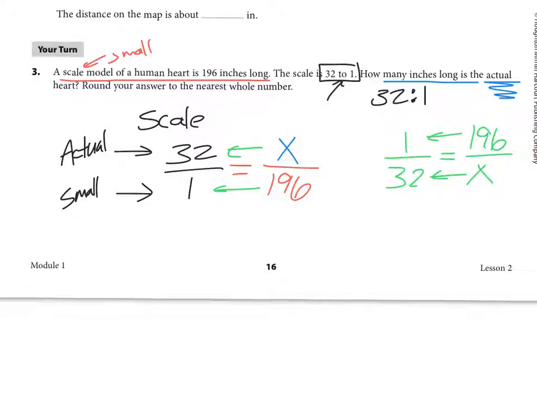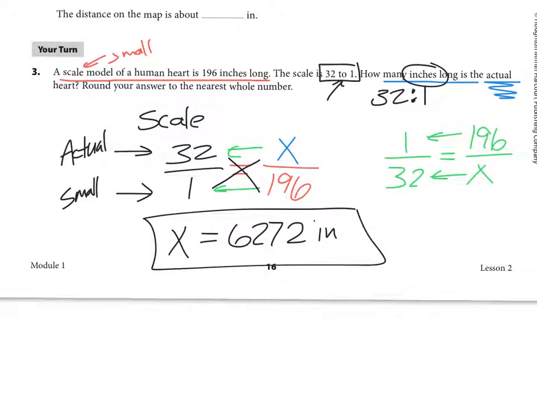Then, how do you solve? This should be something you're familiar with. It's called cross multiply. So 1 times x is x, and then I do 32 times 196, which is 6,272. So 1x equals 32 times 196, which is 6,272. Look at your units: inches. So that's the actual size of the heart.